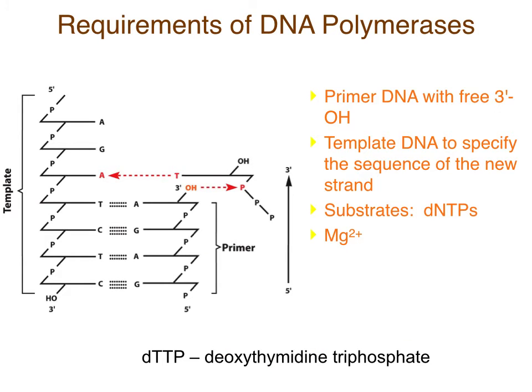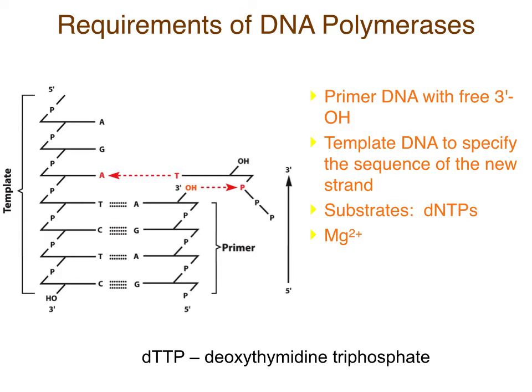What we found is that there were certain requirements for DNA polymerase. One important requirement is that the polymerases needed to have access to a hydroxyl that came off of the 3' carbon on a primer strand of DNA. And we'll talk about what a primer strand is here in a second. It also needed a template, obviously, to specify which nucleotide needed to be inserted next. And then also the ingredients.